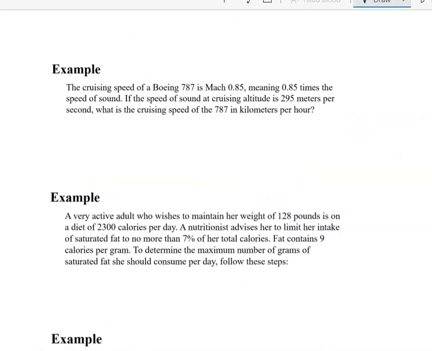So the cruising speed of a Boeing 787 is Mach 0.85, meaning 0.85 times the speed of sound. If the speed of sound at cruising altitude is 295 meters per second, what is the cruising speed of the 787 in kilometers per hour? So we've got a definition of what Mach means, and it says that 0.85 is what your Mach speed is, and that's the speed of sound.